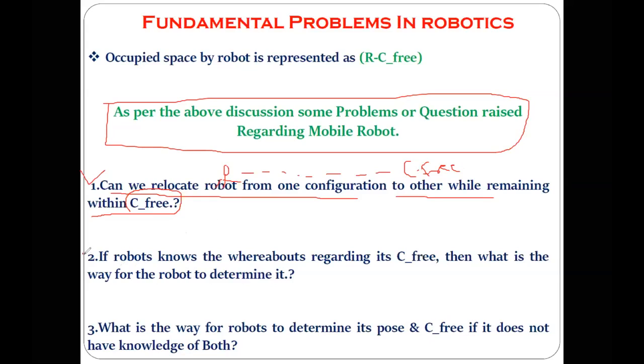The second question also arises: if the robot knows the whereabouts regarding its C free, then what is the way for the robot to determine it? Tell me what you mean by this. If the robot knows the whereabouts regarding its C free, then what is the way for the robot to determine it?